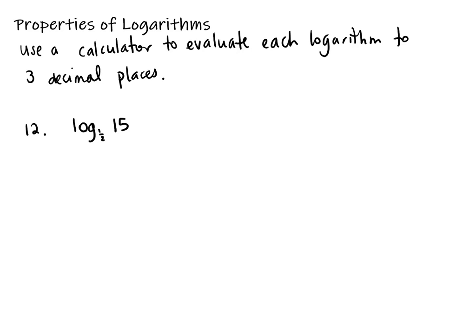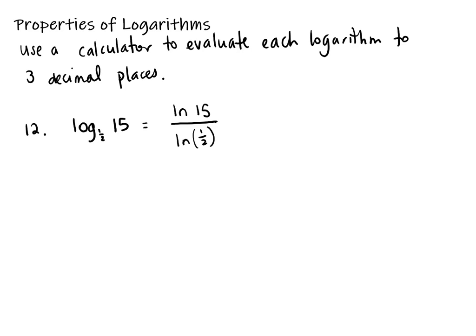The last 2 questions ask us to evaluate each logarithm to 3 decimal places, so you will need to use your calculator to do that. However, your calculator only has 2 buttons, the log button and the ln button. The log button is log base 10, and the ln button is log base e, but the question is asking us about log base 1/2. How are we going to do that? Well, we're going to rewrite it using the change of base formula. So I'm going to say ln of 15 over ln of 1/2.